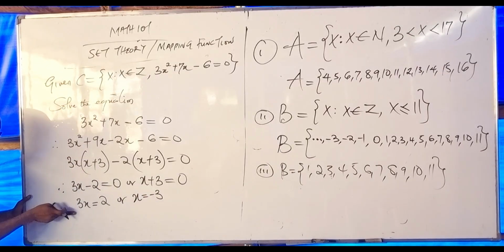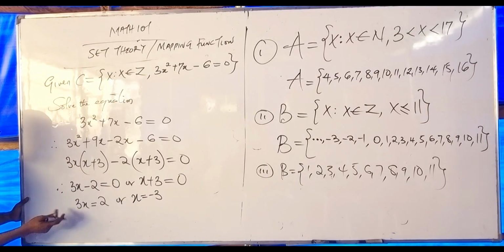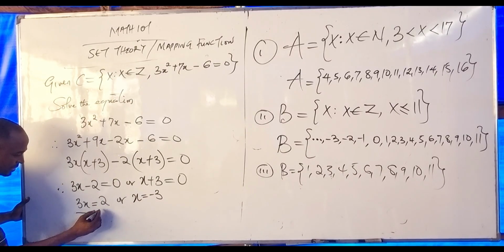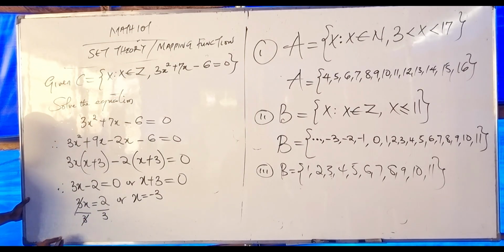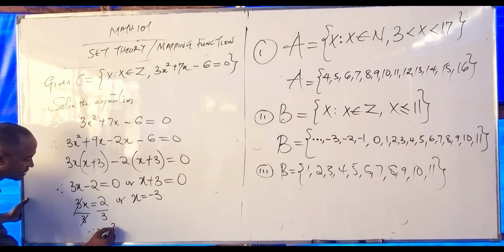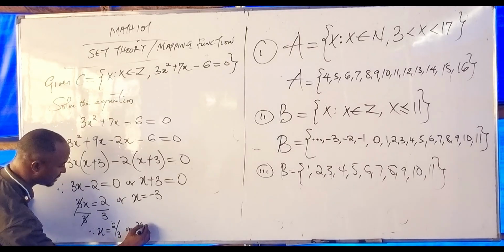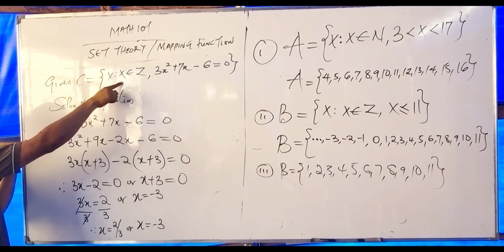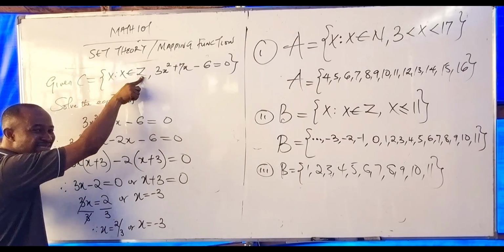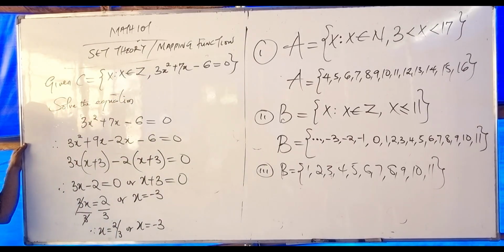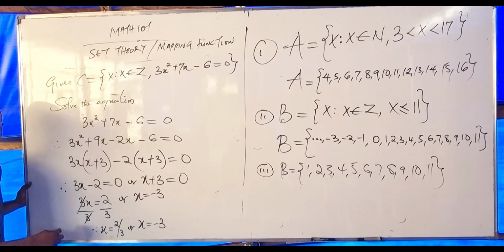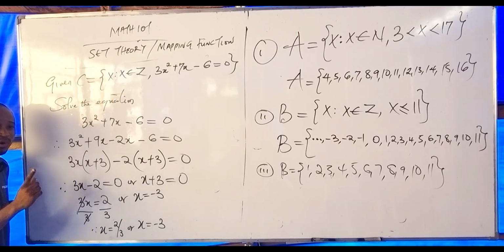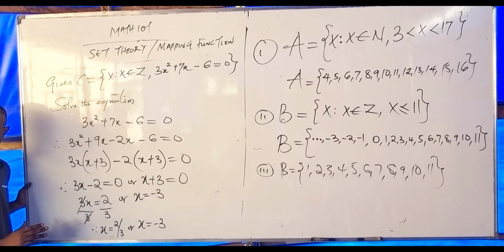Can we further solve for x here? Yes. What do we do here? Divide both sides by 3. Let me just write, put by 3 here. Can 3 go with 3 here? That means x is equal to 2 over 3, or x is equal to minus 3. But we are told that x is an element of integers. Are you following? So what will be the value of x here? Minus 3. 2 over 3 is not an integer. It's a rational number. Are you following now?